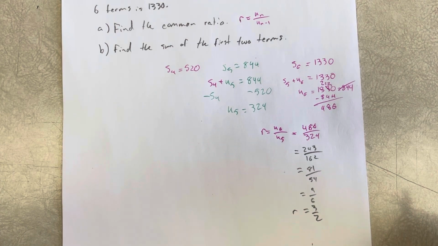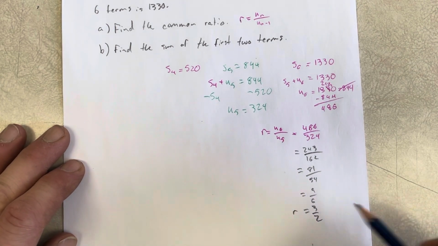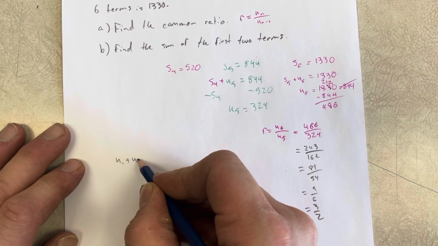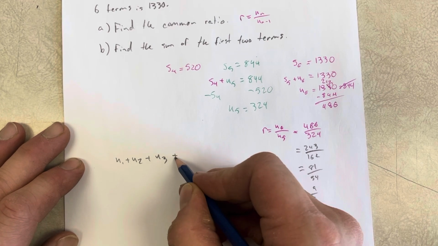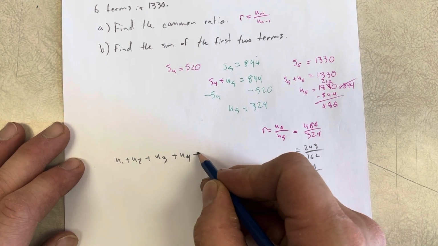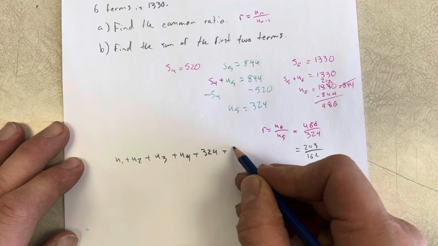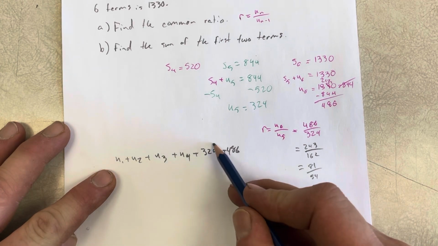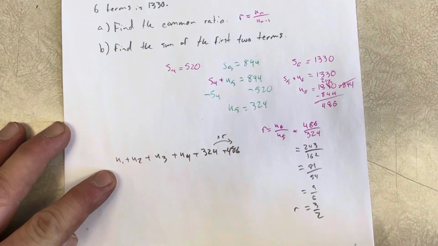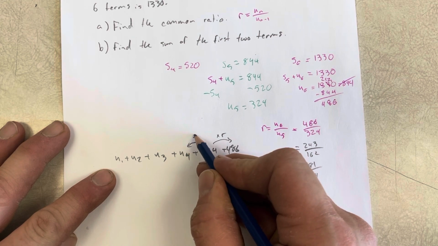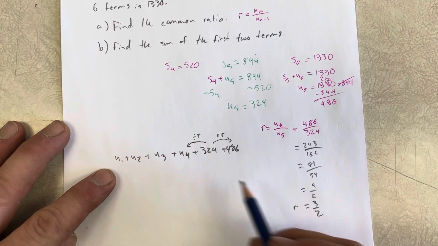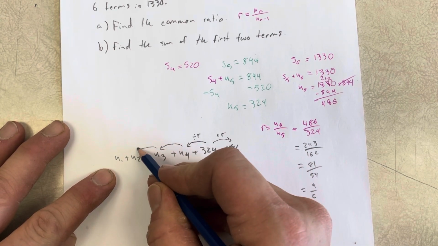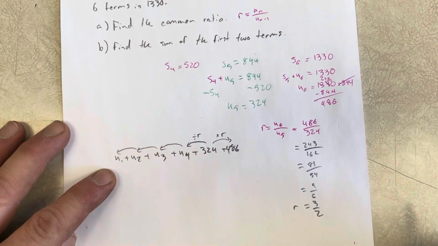Once I've determined my value of R, I can work backwards. So if I want to find the sum of the first two terms, well, I know U1 plus U2 plus U3 plus U4 plus 324 plus 486 are the sum of my first six terms. And I know to get from here to here, I multiply by R. So working backwards, I can divide by R. So I'm going to have to divide by R, or 324 divided by 3 over 2, once, twice, three times, and then a fourth time to get to U1.